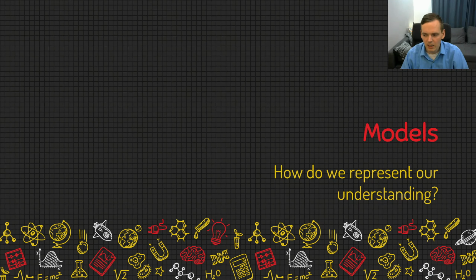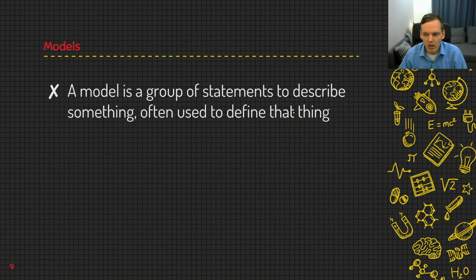This video is going to talk about an important idea in science, an important skill we use in science or in physics, about models. So how do we represent our understandings? A model is a group of statements that describe something, and it's often used to describe that thing.